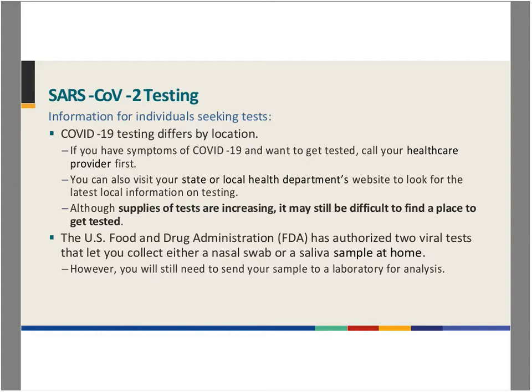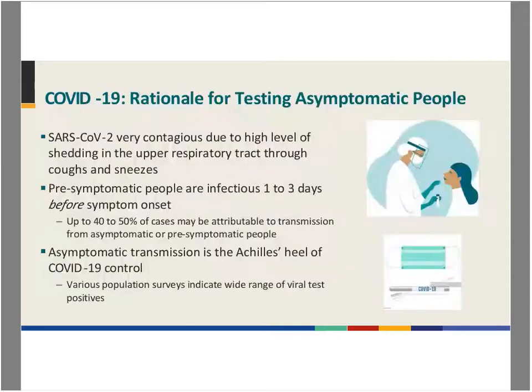So some information that CDC provides for individuals seeking tests, and it could be useful for employers, is that the availability of testing differs by location. Call your healthcare provider first if you have symptoms, but you can also visit your state or local health department's website to look for the latest local information on testing. And although supplies of tests are increasing, it may still be difficult to find a place to get tested in some areas. The FDA has authorized 2 viral tests that let you collect either a nasal swab or a saliva sample at home. However, you'll still need to send your sample to a laboratory for analysis.